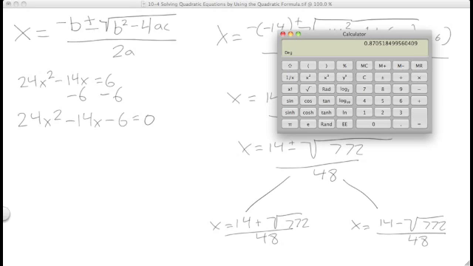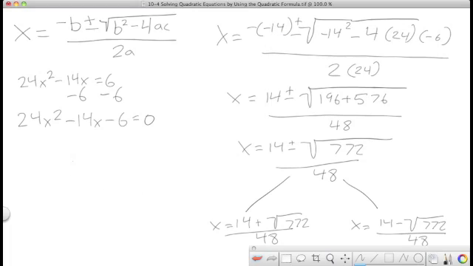And you see the number we have here is 0.8705. So we're going to go ahead and round that to the nearest tenth. So the first answer is going to end up being x equals 0.9.